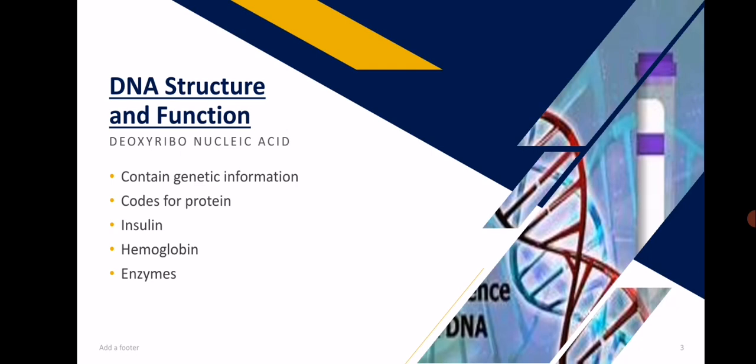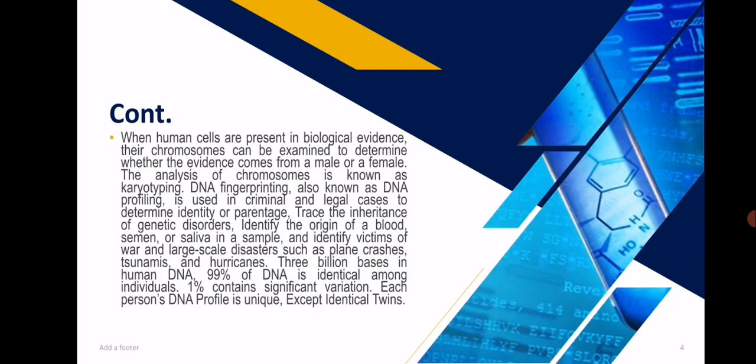Some common proteins are hemoglobin, which carries oxygen from the lungs to the cells, insulin, which regulates metabolism, and many types of enzymes that catalyze reactions in the body, such as the breakdown of sugar for energy. When human cells are present in biological evidence, their chromosomes can be examined to determine whether the evidence comes from a male or a female. The analysis of chromosomes is known as karyotyping.